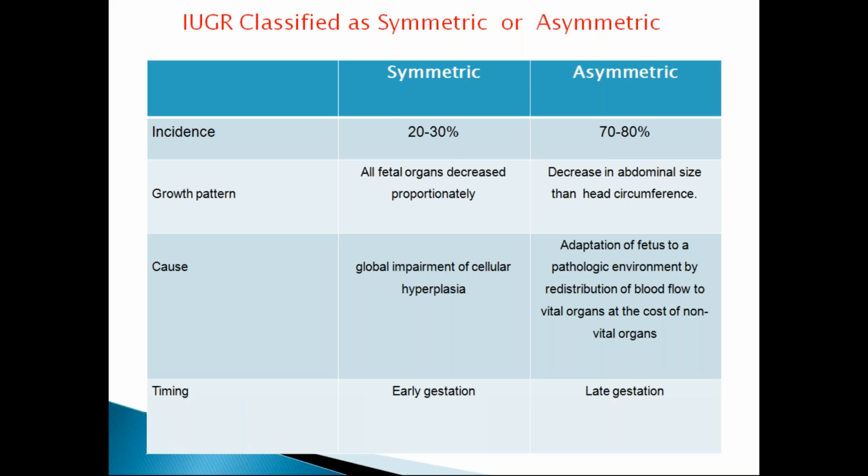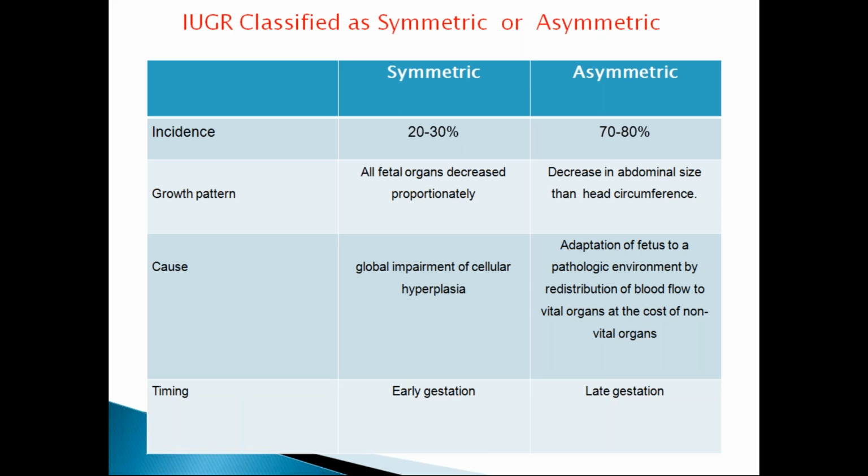So classification, I told you all these things. Classification is symmetric and asymmetric. This is ultrasound classification, symmetric or asymmetric, and you can also detect it clinically, but not before delivery of the baby, only after delivery. So I use symmetric, asymmetric, and intermediate. Symmetric is type 1, asymmetric type 2.